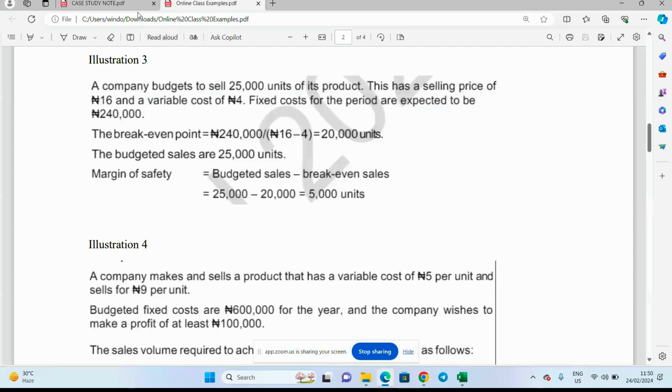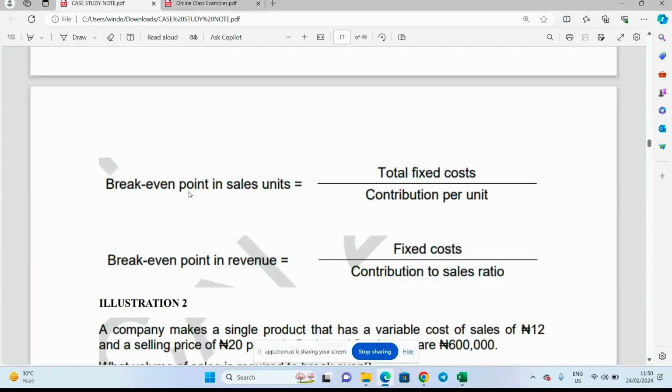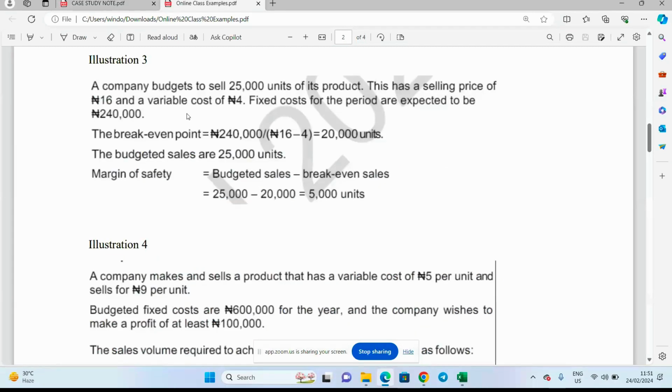Thank you. Let's go back to the formula. The break-even point in sales is total fixed cost over contribution per unit. So, back to the question. How much is your total fixed cost? Total fixed cost is 240,000. The contribution you just calculated, how much is it? 12 naira. Divide it: 240,000 divided by 12 naira. What do you have?